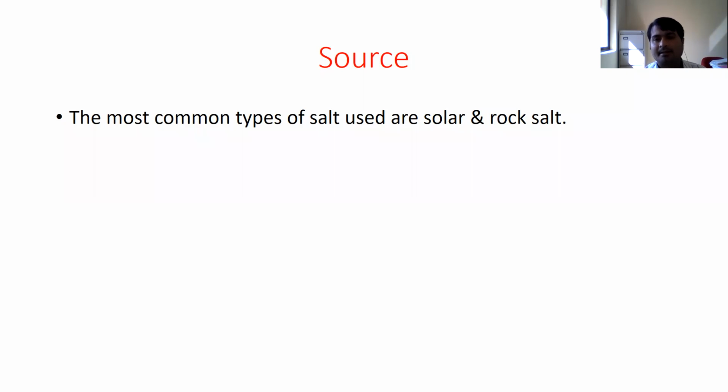Okay, correct. That means sea water we are evaporating under the sun, or salt lake water we are evaporating under the sun, that is called solar salt. Like that, rock salt is there. Rock salt we manufacture from underground deposits. So that is solar salt or rock salt. Their impurity depends on the kind and level of production, how we are manufacturing. So this is the source.